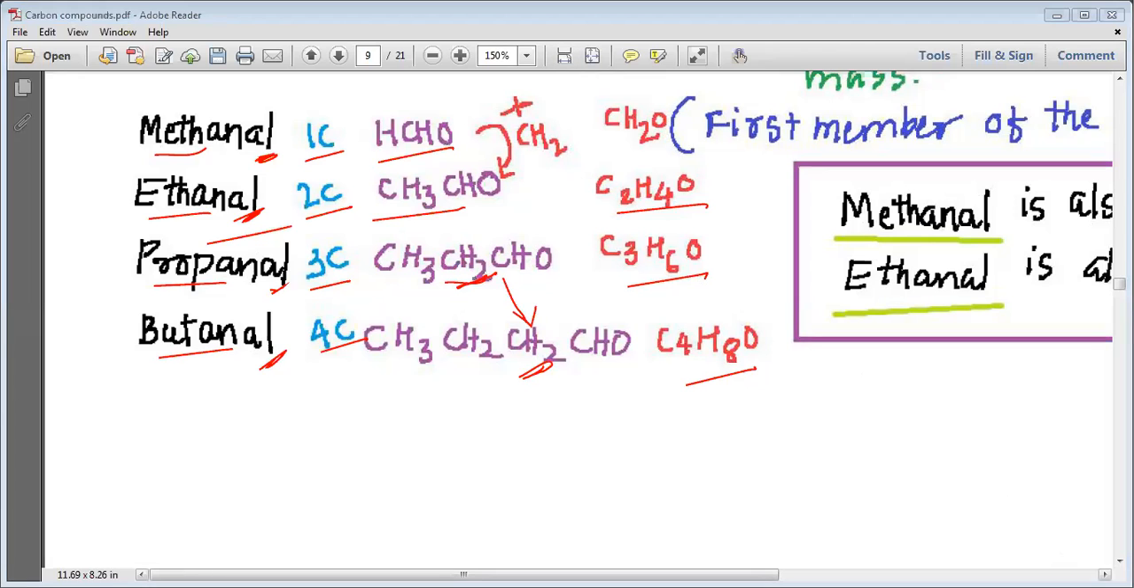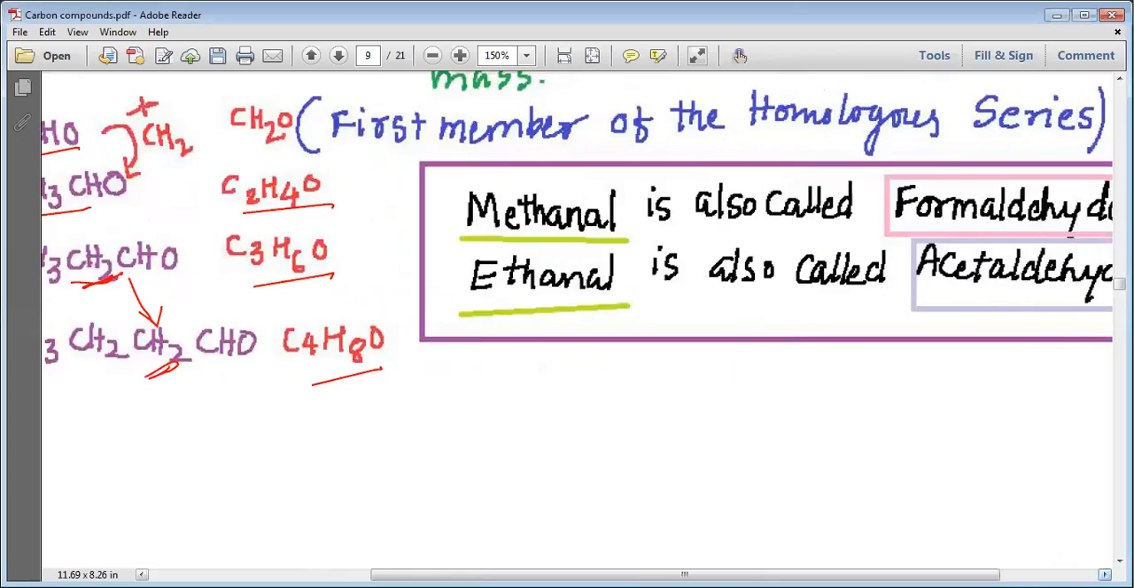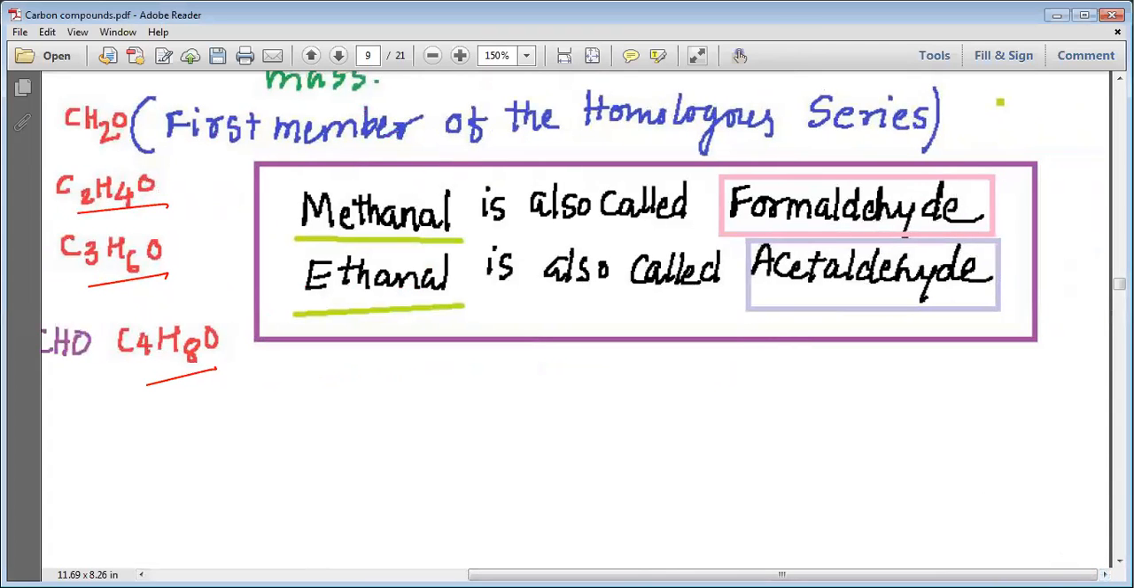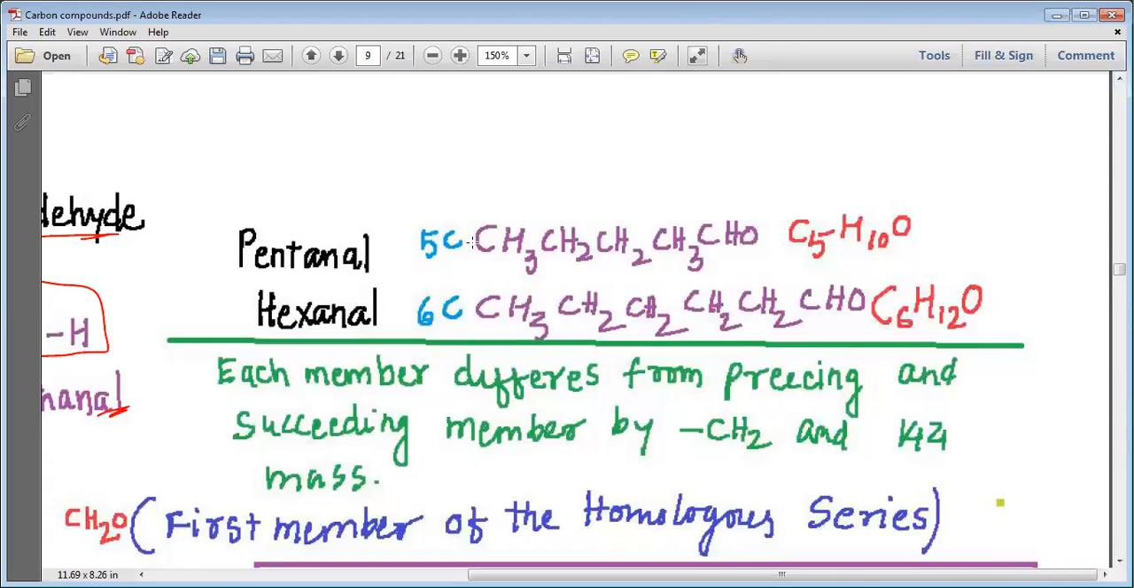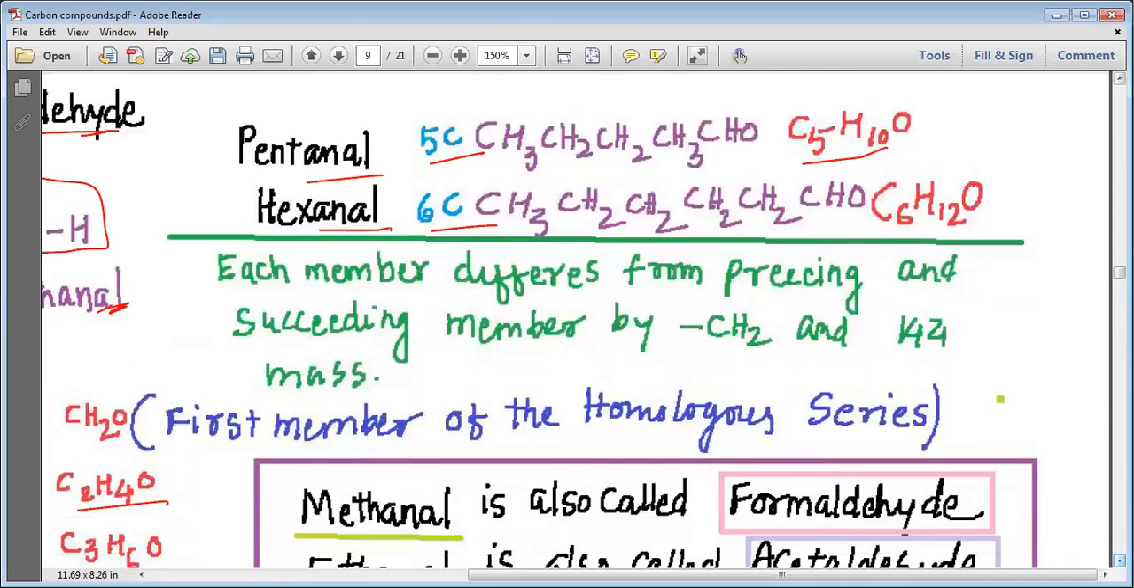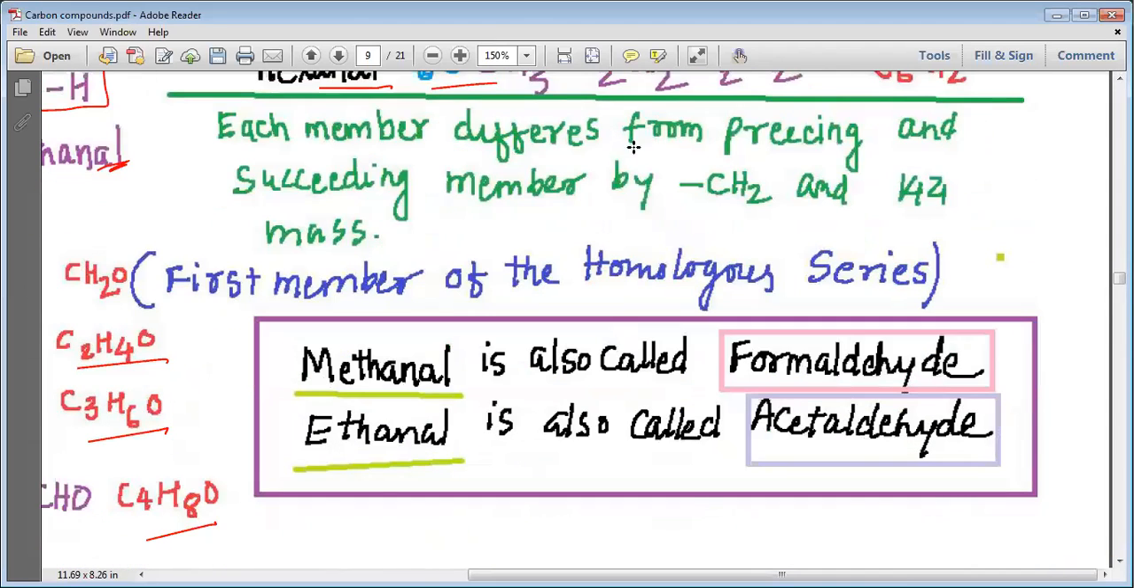We know that in the homologous series, each member differs from its preceding and succeeding member by CH2. For 5 carbon, we write pentanal, that is C5H10O, and for 6 carbon, we write hexanal, that is C6H12O. Each member of this homologous series differs from its preceding and succeeding member by a CH2 group, or 14 u mass.